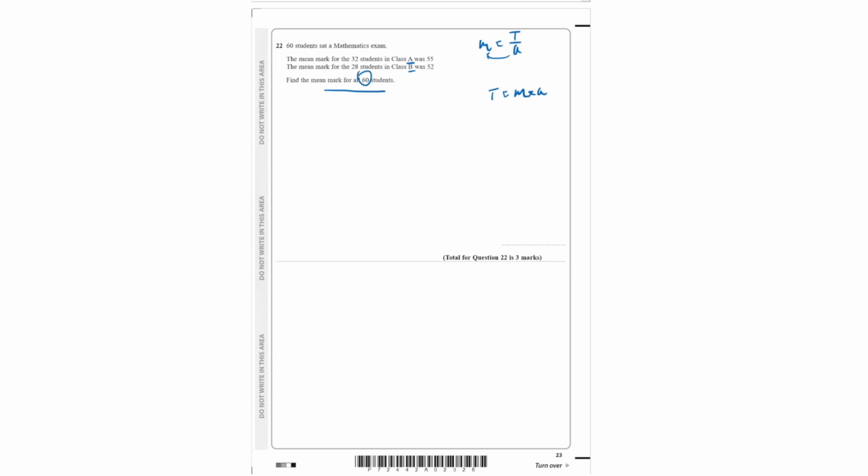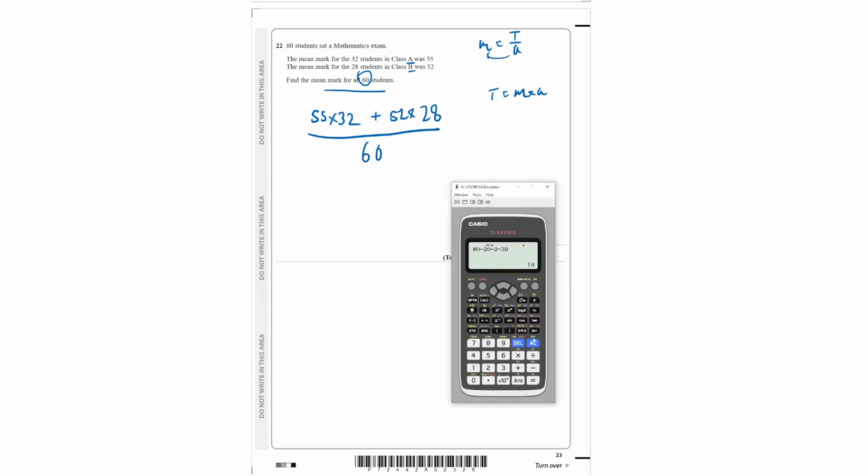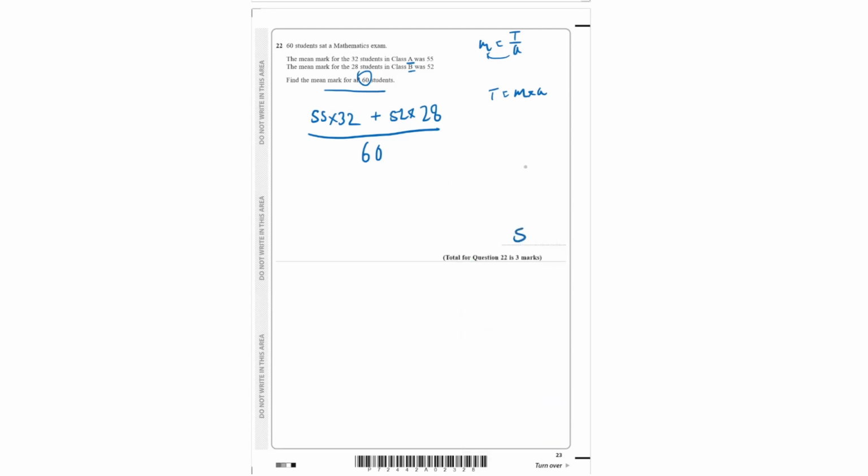So in order to find the total, it's simply the mean times the amount. So we can see here that the mean for class A was 55 and multiplied by the amount of students is 32. Then we have to add that with the other total, which is 52 times 28. And to find the mean, it is simply total divided by quantity. And since this is our total, we can then divide it by 60 in order to find our mean. We can then put this into a calculator to find our answer, which is 55 times 32 plus 52 times 28, which is then divided by 60. That gives us 53.6. What does that mean? That means the mean mark for all 60 students is 53.6. So just about there.